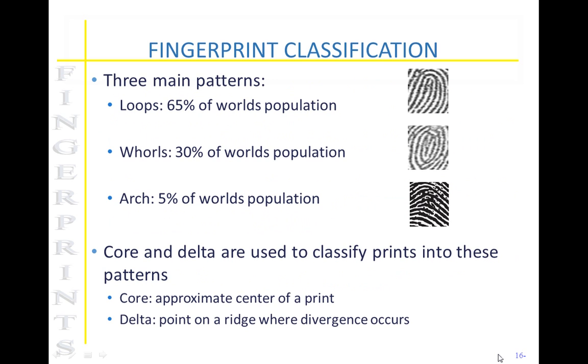So if we talk about this identification, we classify fingerprints into three main patterns. Whether it is a loop pattern, which entails approximately 65% of the world's population, a whorl pattern, which is 30%, or an arch pattern, which is approximately 5%. To identify the fingerprint patterns as either loops, whorls, or arches, cores and deltas are used. A core is the approximate center of a print. A delta is a point on a ridge where divergence occurs.